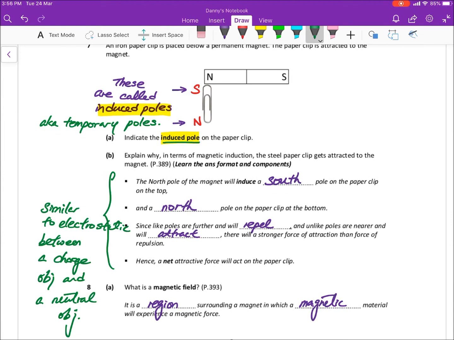So induced pole is like your induced charge. Induced means that it is temporary and it is being influenced. Similar to an induced charge, once the charged body is removed, everything goes back to normal. Similarly, instead of a charged object, you have a permanent magnet like here, and this permanent north will induce south over here. These are what are called induced poles, and for magnetism, the poles will always come in pairs.